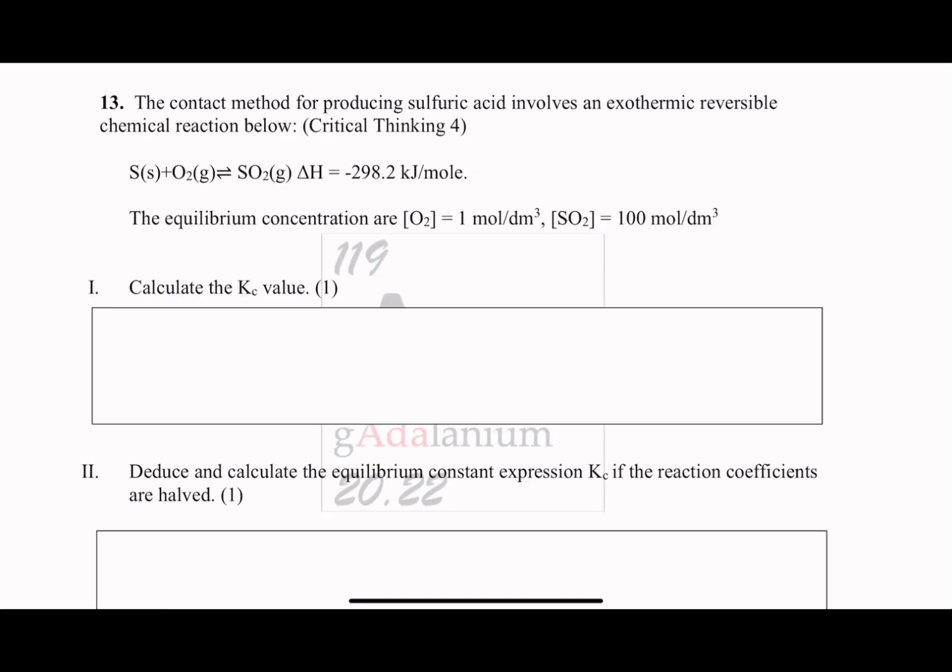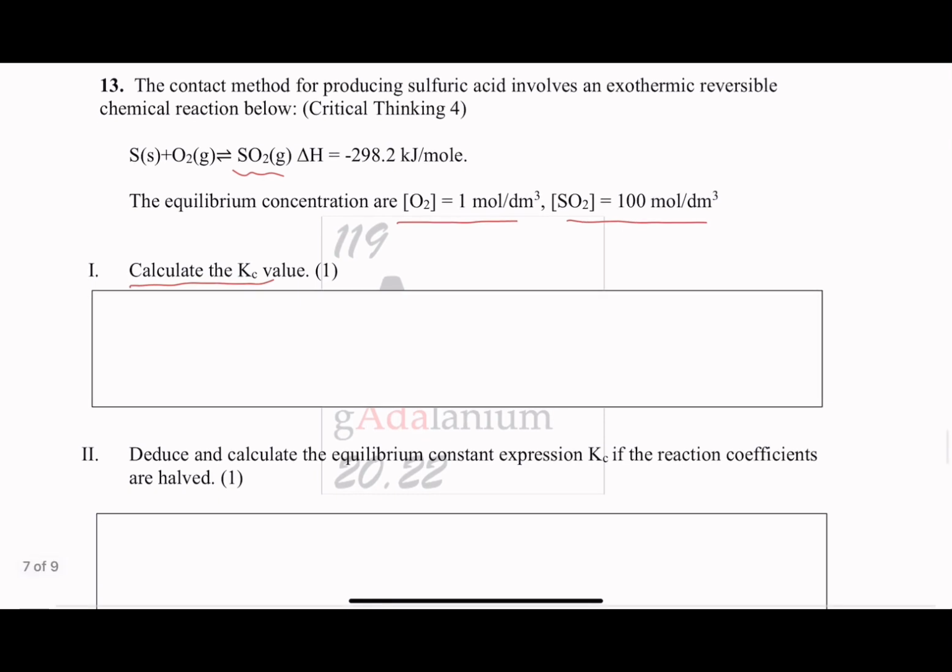Question 13, over here it's asking us to write down the Kc value. We have the product of SO2. We have the equilibrium concentrations. So let's write this down. Also, we see that delta H is negative, which means that it is an exothermic reaction. That heat is coming out as a product.